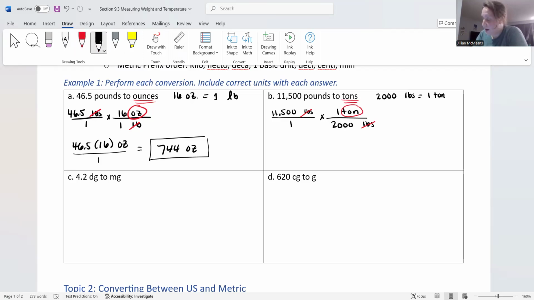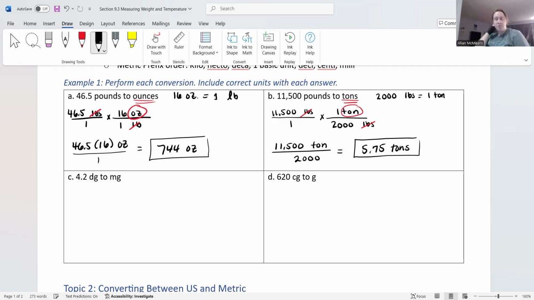We clean it up a little bit. The numerator, I get 11,500 times 1 ton. And then for the denominator, I get 1 times 2,000. So it just ends up being a simple division. You can use your calculator for this. So 11,500 divided by 2,000, and you should get 5.75. So the final answer here would be 5.75 tons.